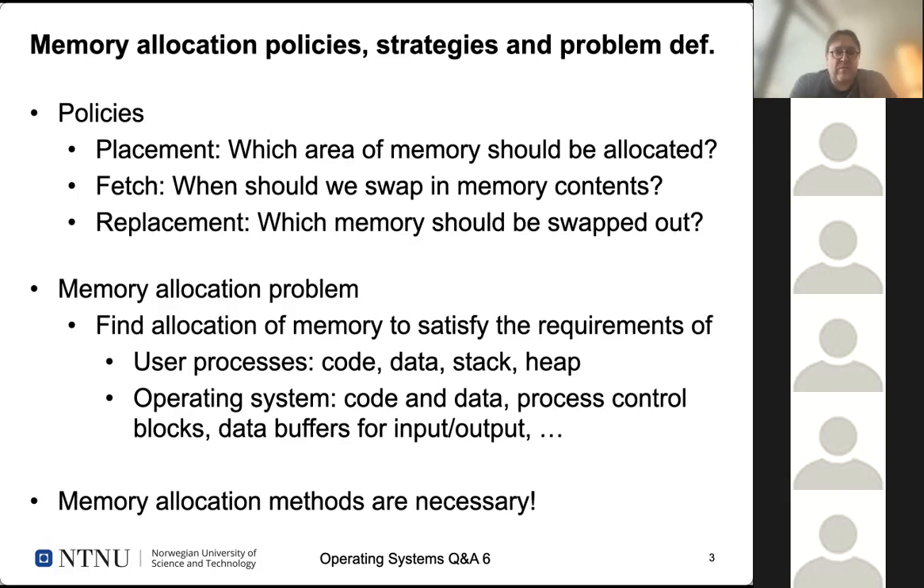And also the operating system needs memory for its own operation, of course, also for its own code and data and stack and heap, but also for central data structures here, process control blocks, data buffers for input, output, and so on. So we figured out that we definitely need methods to do memory allocation because we cannot just allow any application to request whatever section of memory it wants if we want to enable multi-programming on our system. So if we want to have an application coexisting with another application in memory at the same time, and all applications coexisting with the operating system in one memory.